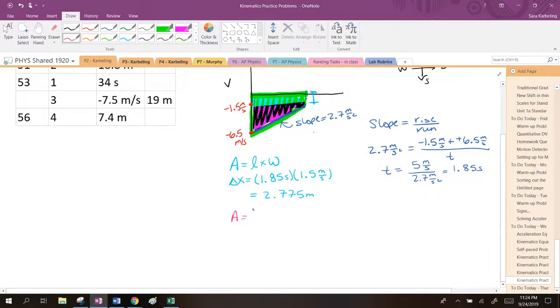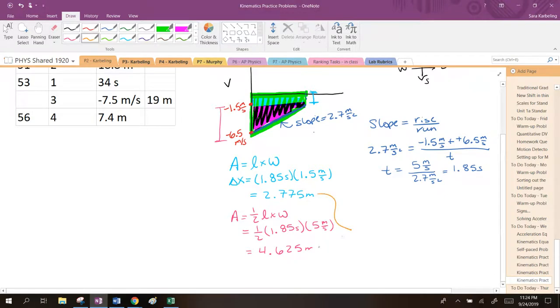That's going to be an area of 1/2 the length times the width. So that's going to be 1/2. Our length is still 1.85 seconds. The width, or the height of our triangle, is going to be that 5 meters per second, because we've got just this piece right here, just that side. Okay, so we'll go ahead and do that. So we got 1/2 times 1.85 times 5 is 4.625 meters. And then I'm just going to add those two pieces together.